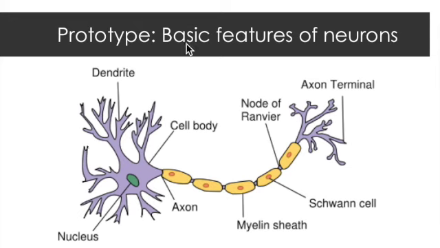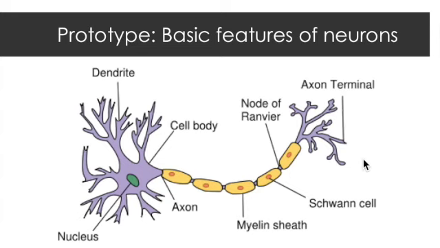Undergraduate education starts with introducing these basic features of neurons, right? And then around the axon, you also have individual cells that are wrapped around the axon. These are called Schwann cells, which together make up a myelin sheath, right? The purpose of this myelin sheath is to help the electrical transmission of action potentials that go down the length of the axon towards the axon terminal, right?